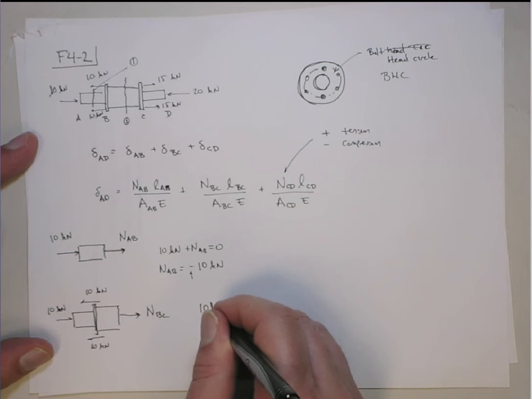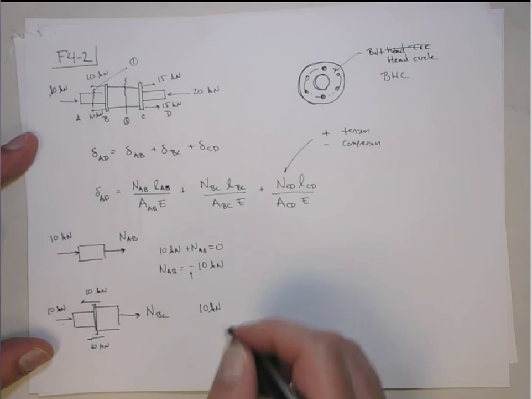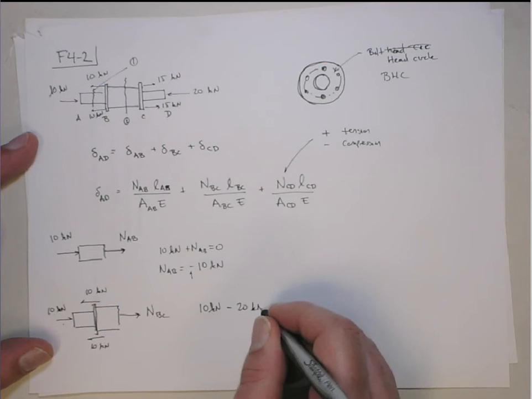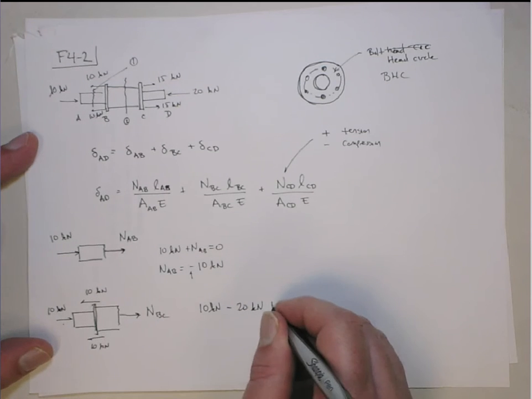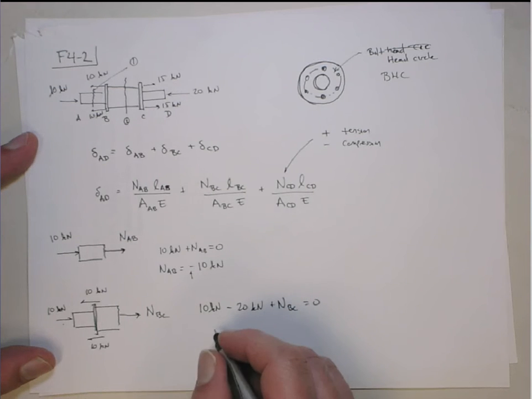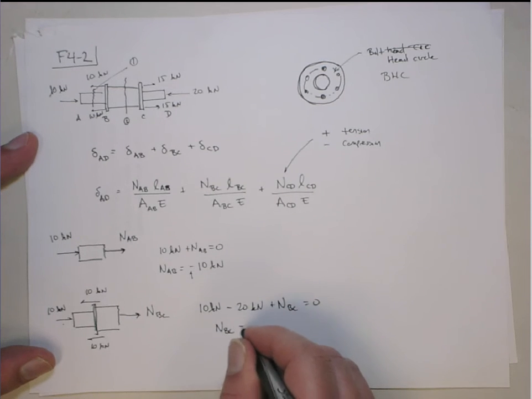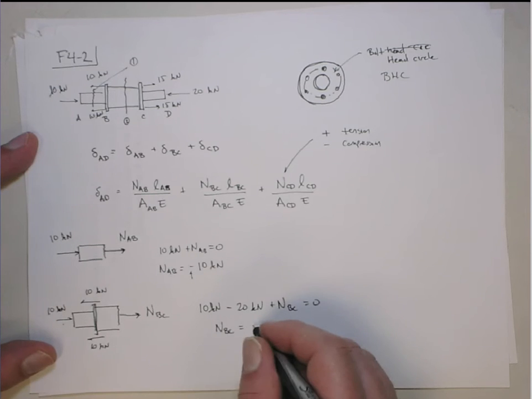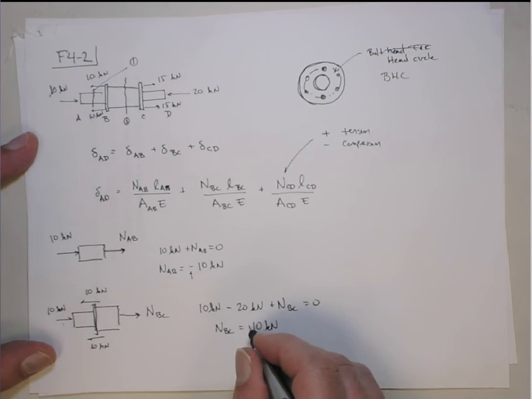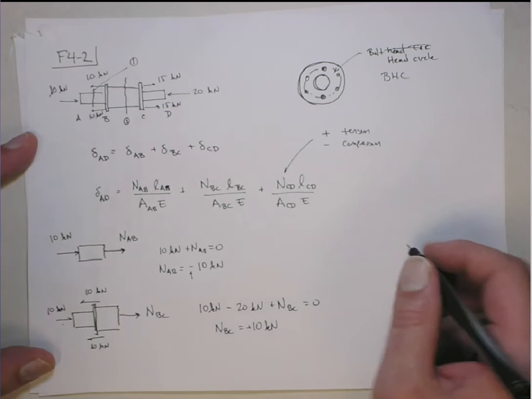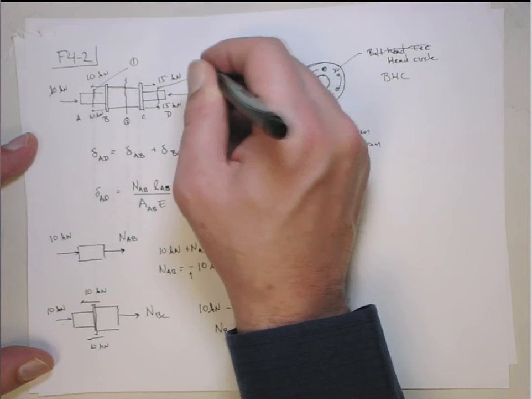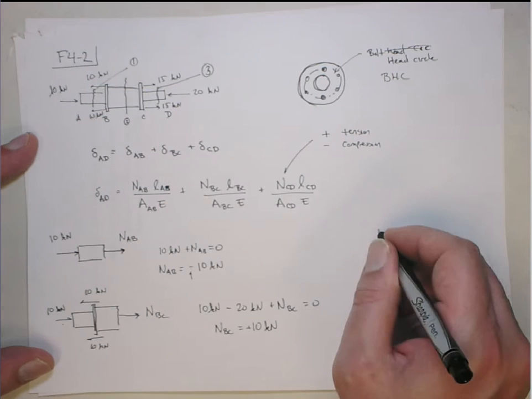We get 10 kilonewtons from this one, minus 20 kilonewtons. Just added these two together, plus NBC equals 0, and then that gives me NBC is in fact in tension of 10 kilonewtons, okay? So it's a positive 10 kilonewtons. And then finally, let's look at a cut here. That's section 3. We'll do it from the right side.